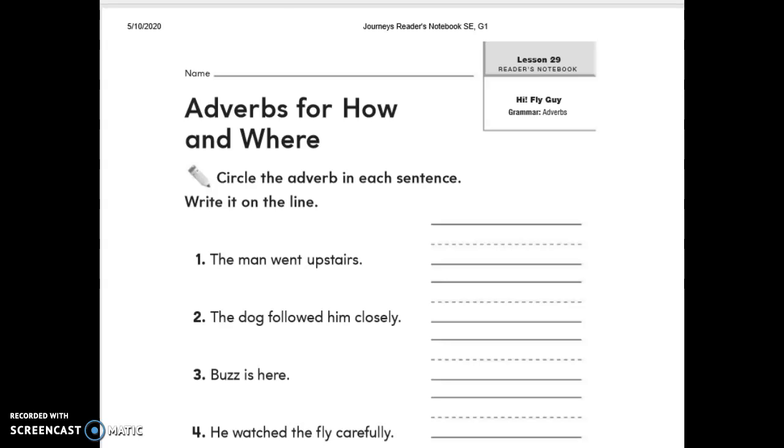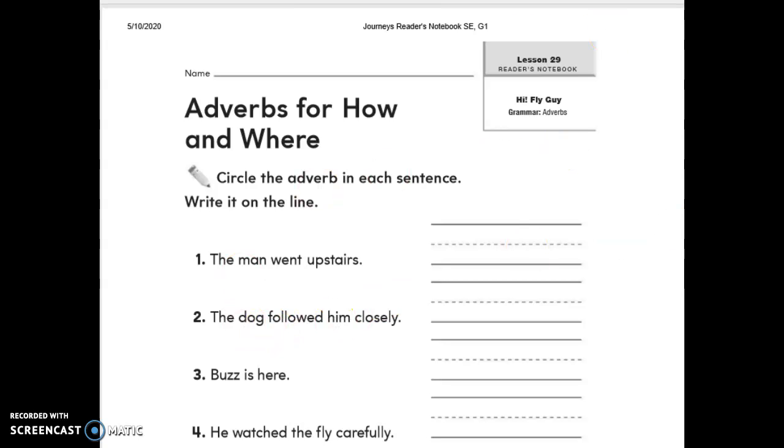Good morning, first grade. We are in our workbook on page 201, and we are going to be working with adverbs. It says adverbs for how and where. Adverbs describe actions and other descriptive words. So it describes actions. Circle the adverb in each sentence and write it on the line.